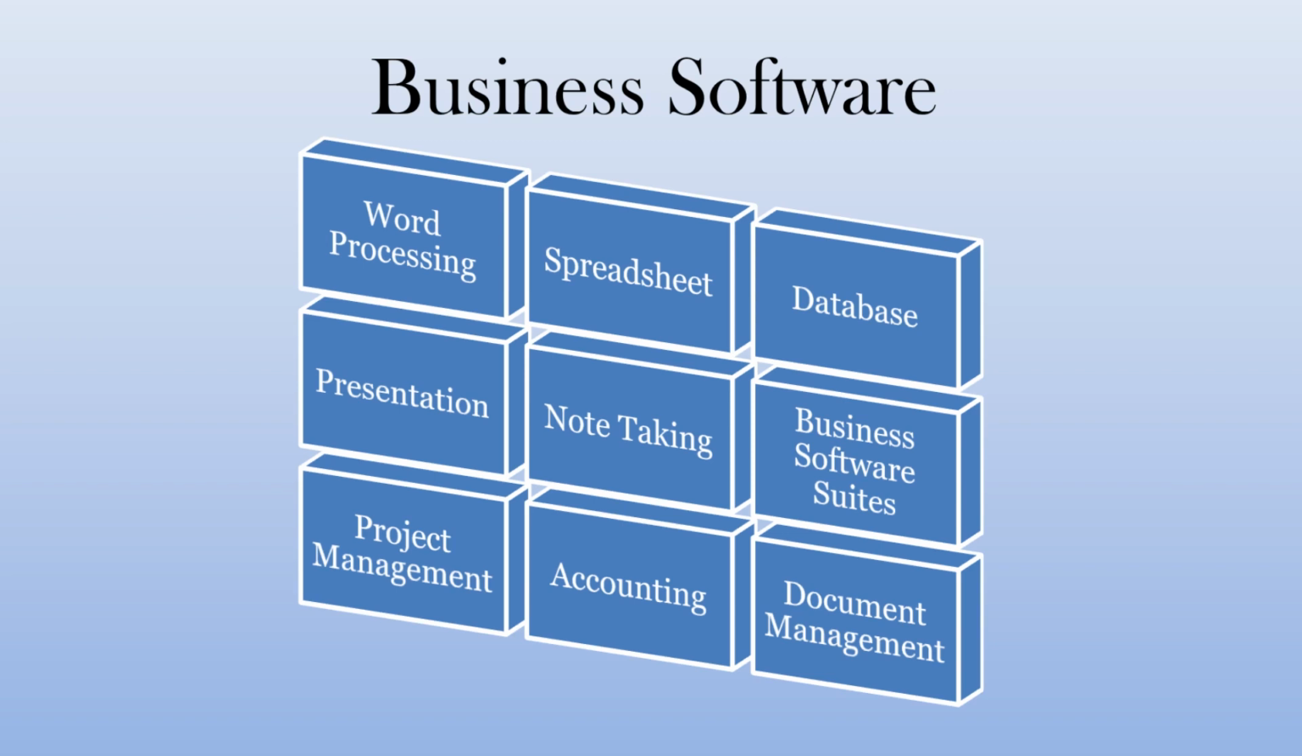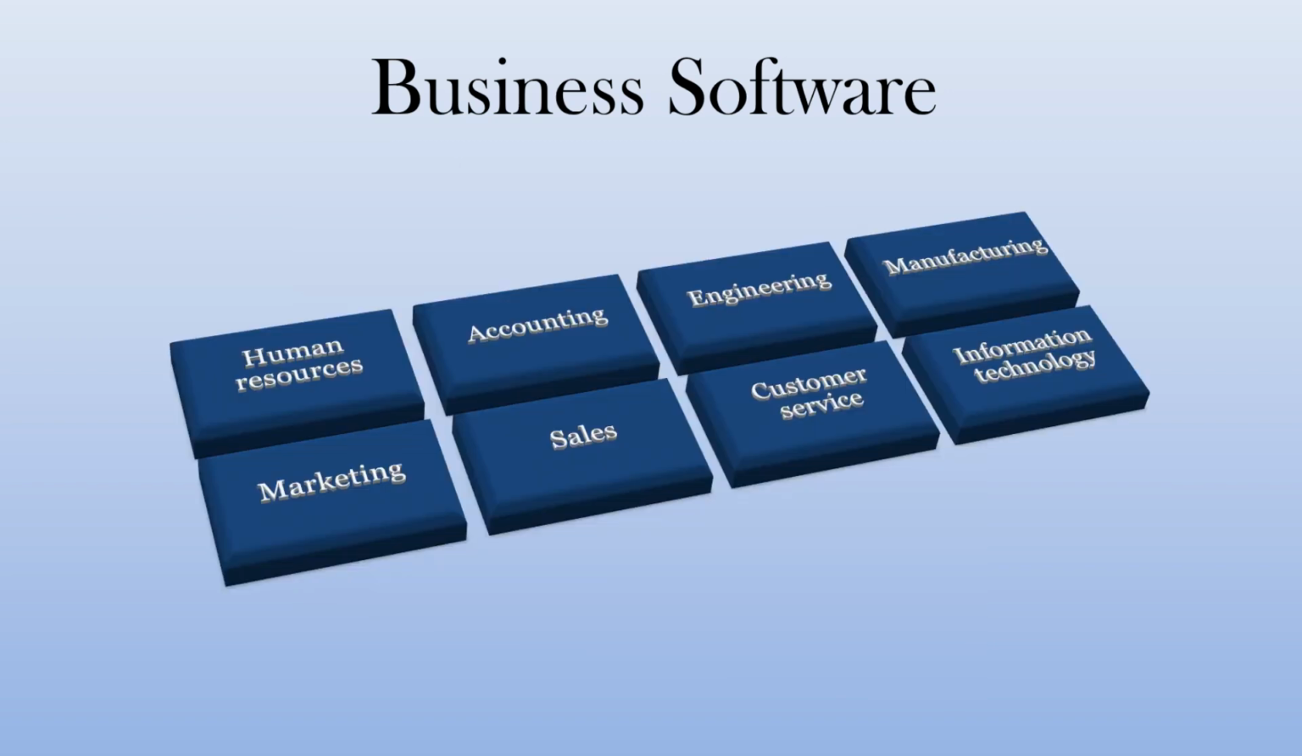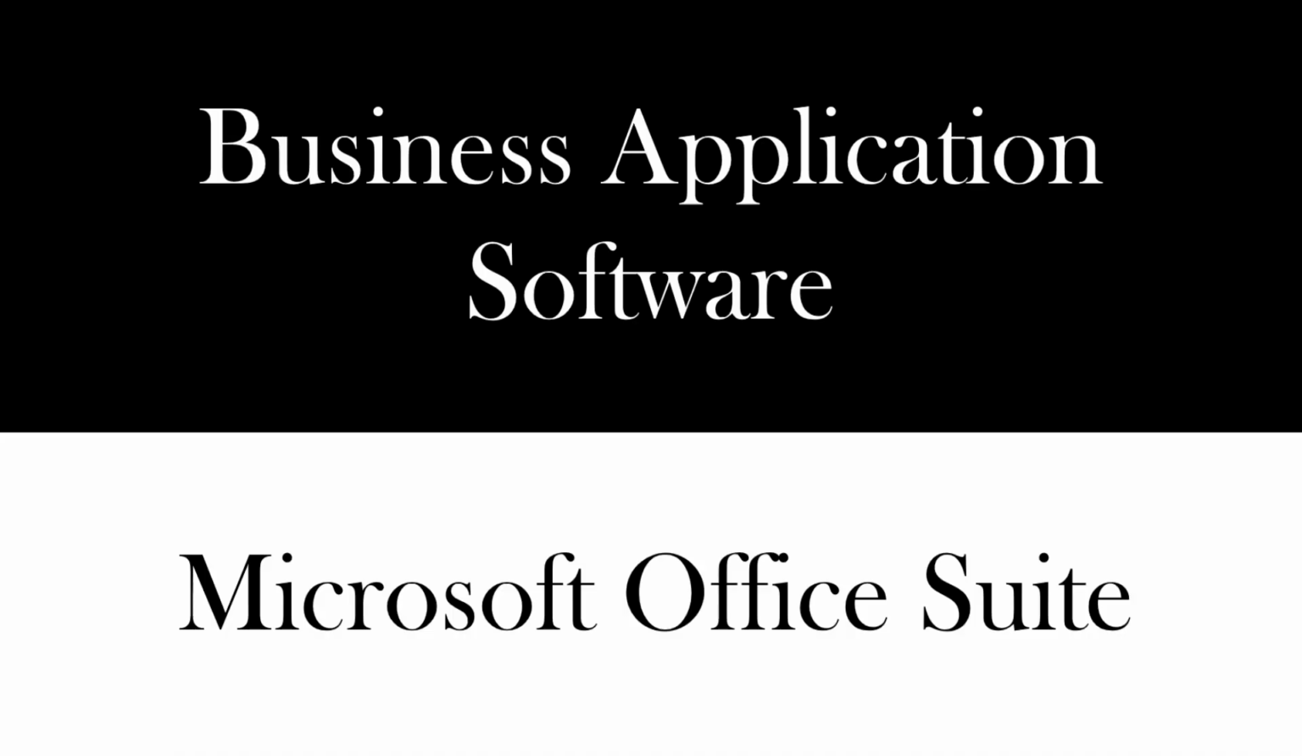We can think of different applications such as word processing and spreadsheets. We can also think of the different departments, and each type of department will have its own type of software. So HR, IT, engineering, manufacturing, customer service all have their own specific software for their office. So let's look at Office. So business application software, we're going to use Microsoft Office applications to show you the various types.